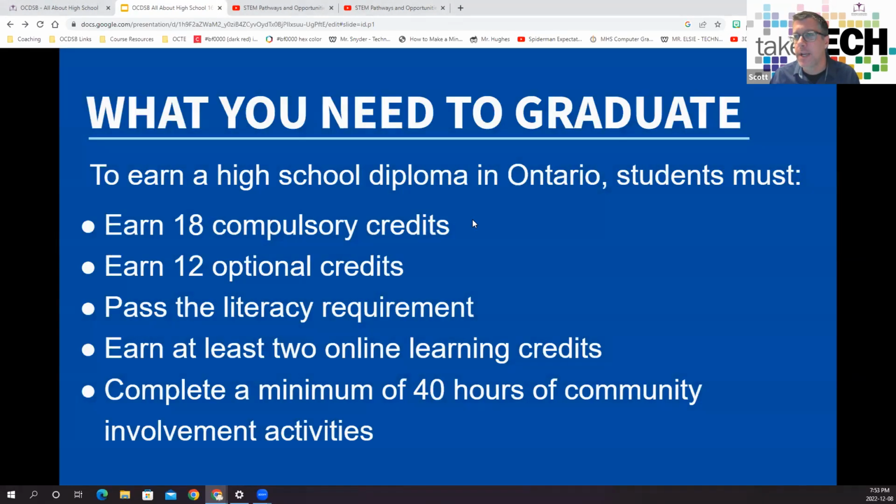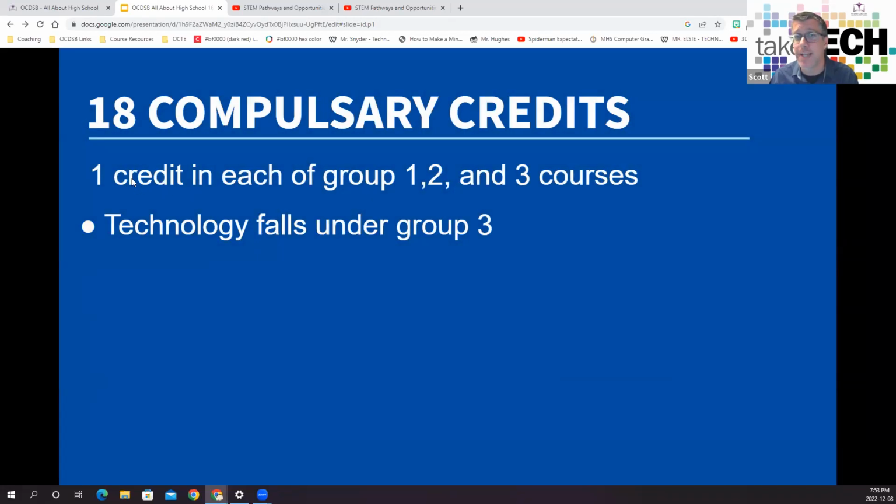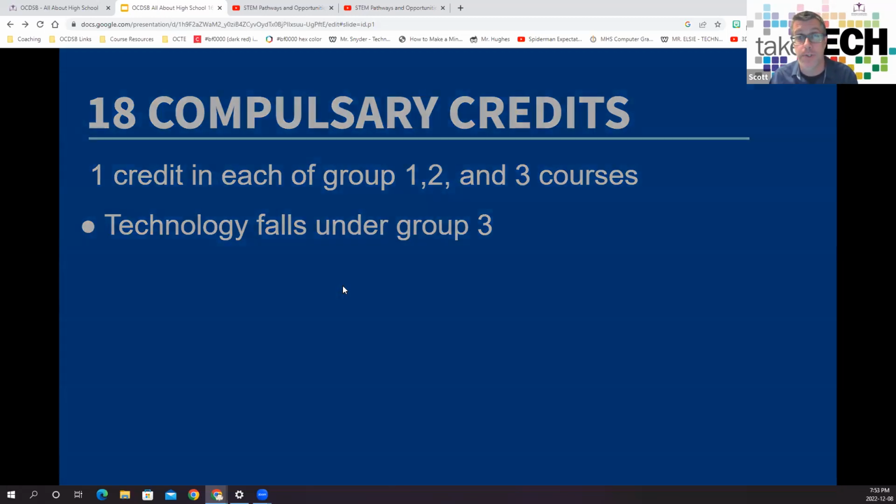Where does this fit in? Basically, you need 18 compulsory courses, 18 courses that you have to take, and then 12 that are optional for you for a total of 30 credits. So technology, trades and technology falls under group 3. There's 3 different groupings of course. You could do this, this, or this. If you choose trades and technology, that satisfies your group 3 requirement for your compulsory credits.